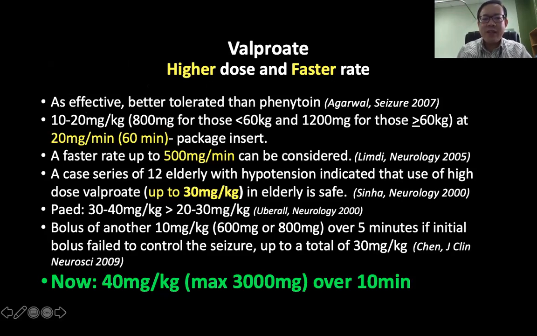As you can see here, in the old days when we started using valproate, we were in fact using only 10 milligram per kg. After that, we increased to 30 milligram per kg, which is safe in the elderly and in pediatrics. And now the recommended dose is 40 milligram per kg of valproate over 10 minutes. So these are the changes in doses of sodium valproate for status over the years.